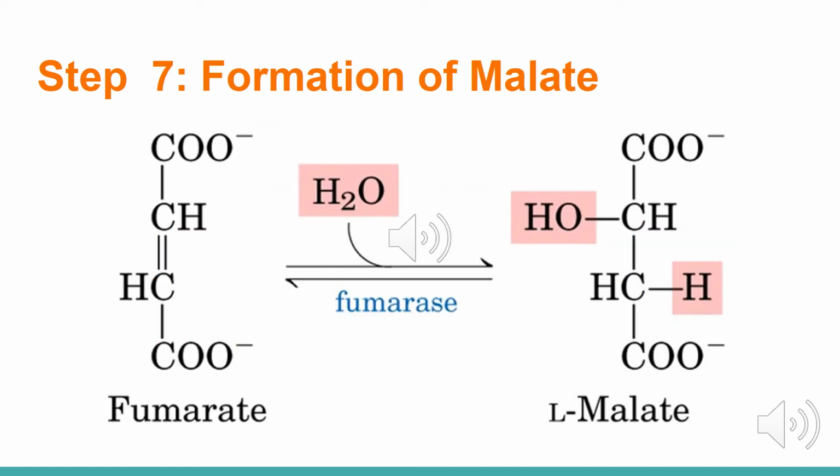Step 7. Formation of malate. Fumarase catalyzes the hydration of fumarate to malate. In this step, water attacks a specific site so that the L isomer of malate is formed.